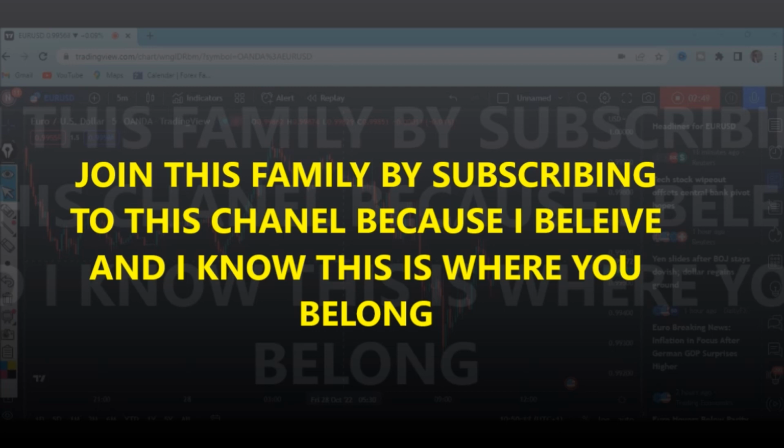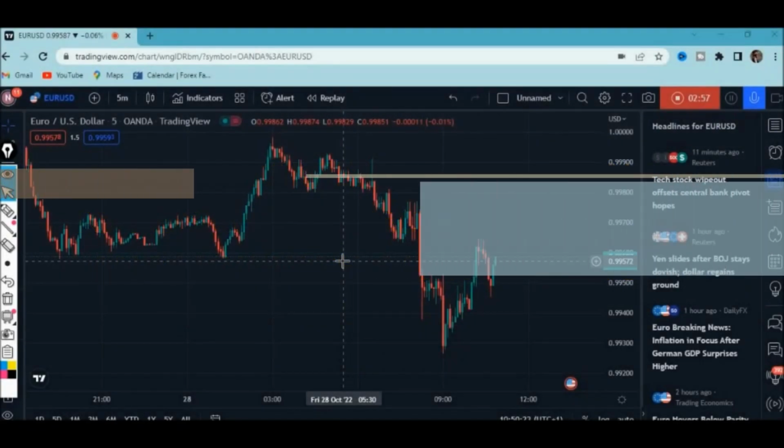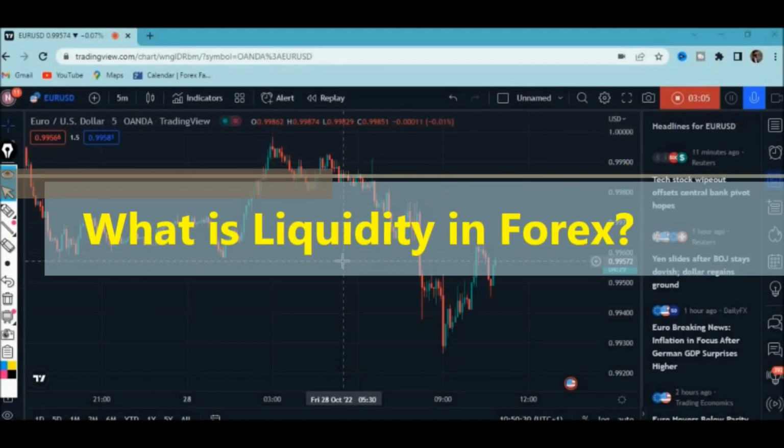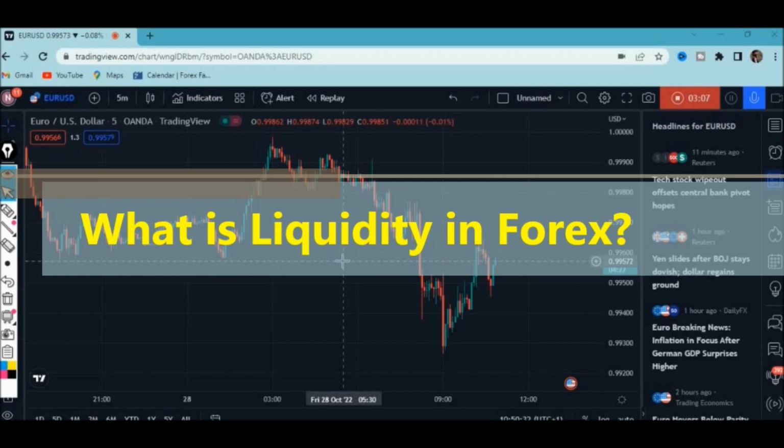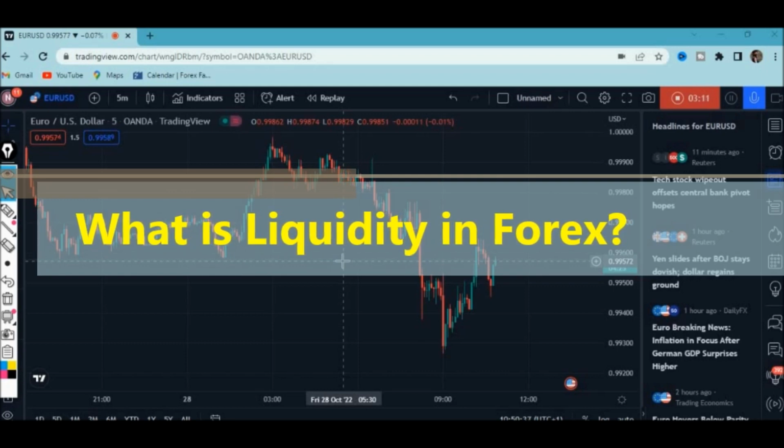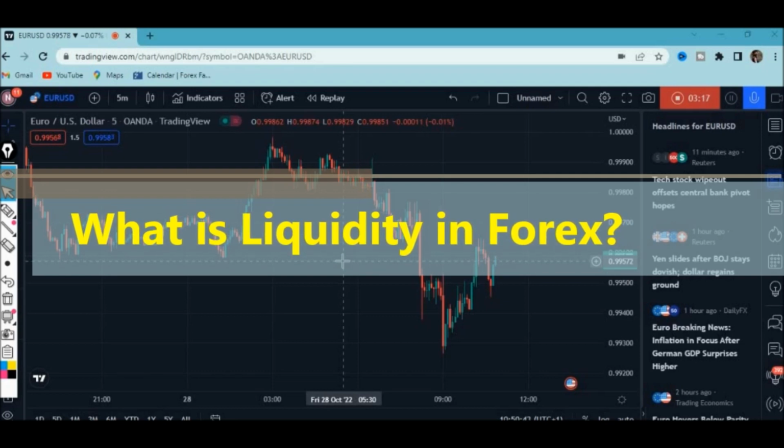So guys, I will first of all start by defining what liquidity is before we get into the indicator, because honestly we have to know what we are talking about. So when it comes to our indicator, you will definitely know what liquidity is. I will start by defining liquidity, then I will tell you the importance of liquidity, and after that we're going to our indicator right away.